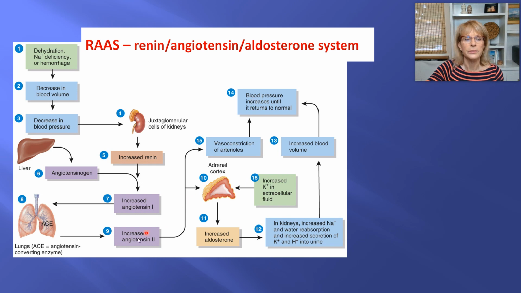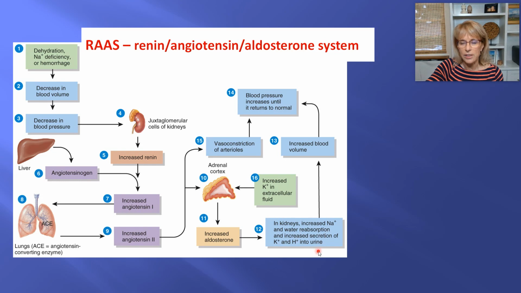But that's not all. Angiotensin 2 will also go to the adrenal cortex and ask the adrenal cortex to release this hormone, aldosterone. Aldosterone is one of the steroid hormones that we learned back in the endocrine system. And aldosterone's primary target cells are found in the kidneys.